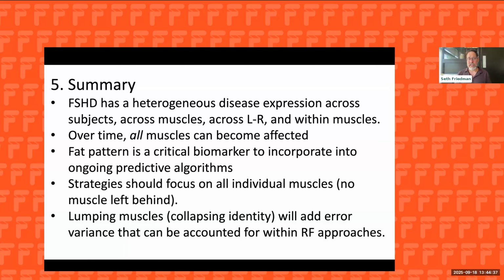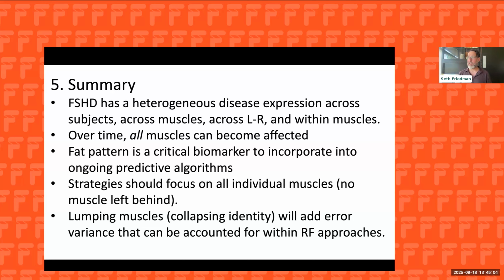We now recognize that fat pattern is a very helpful biomarker in starting to try to do prediction. Something about it is useful in knowing how things are going to creep along. I do think strategies should focus on all individual muscles if possible. And this is Sylvia Blemker's statement, no muscle left behind. I'm definitely a convert to the no muscle left behind strategy.